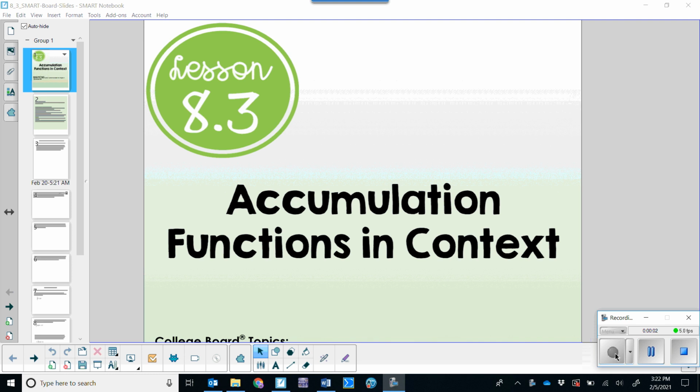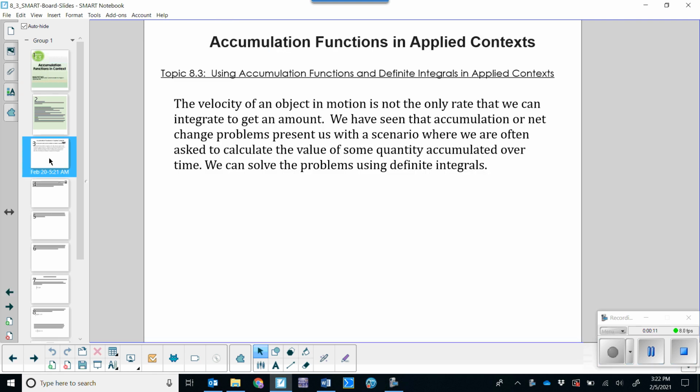This is our video. This is section 3 of Unit 8, Accumulation, Functions, and Context. So this is not actually anything new. We have done many of these things. This is just kind of a review and combination of all the different times where we've used this idea.